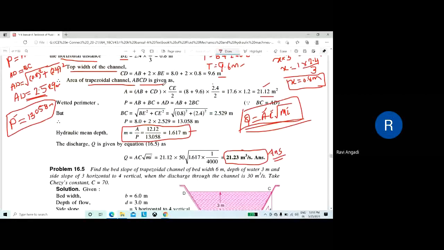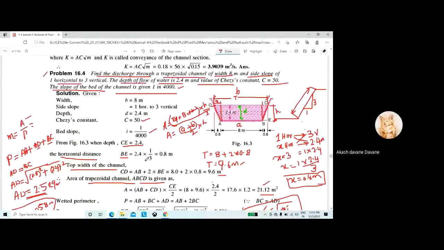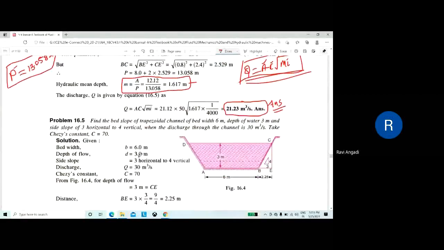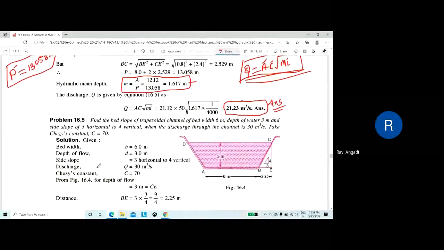Okay, I hope you understood this problem, all of you. Yes, sir. Okay, one similar kind of problem: you take it, solve it, and tell me the answer. All of you note this problem.